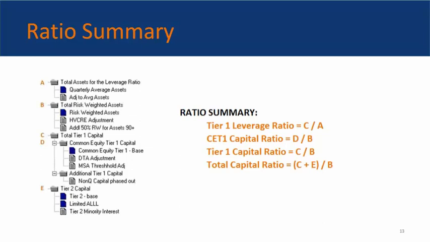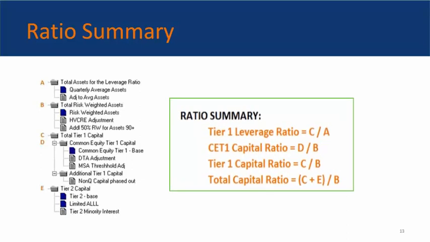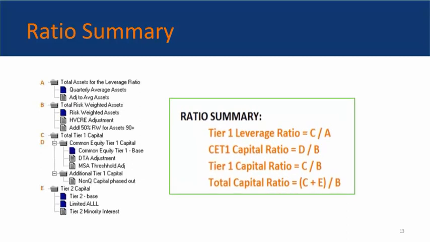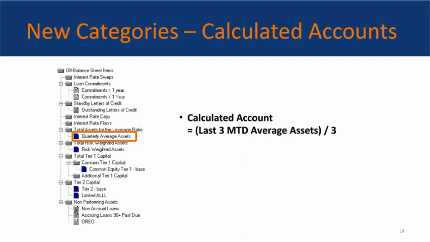Now again, the capital ratios in all of the reports will be based on the totals in the gray folders. These include the calculated blue accounts as well as any adjustment accounts that you may choose to add. This slide summarizes those ratio calculations for you. Now before we walk through adding adjustment accounts, let's take a little closer look at how the blue folder accounts are calculated. The first blue folder account is quarterly average assets.